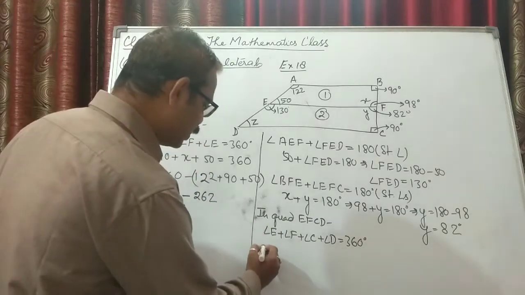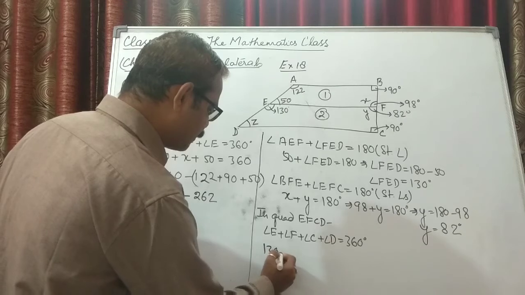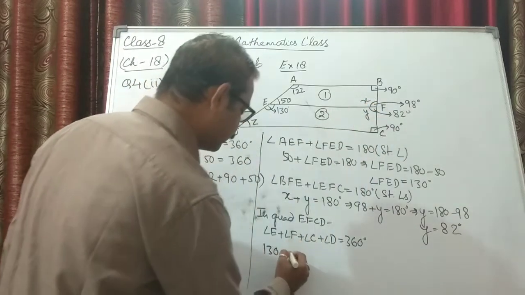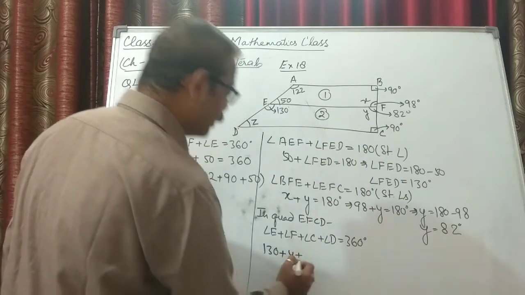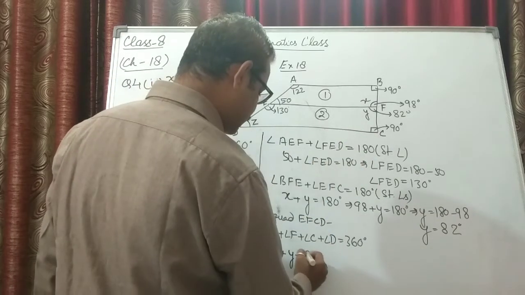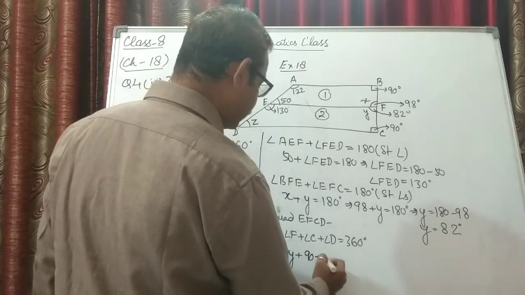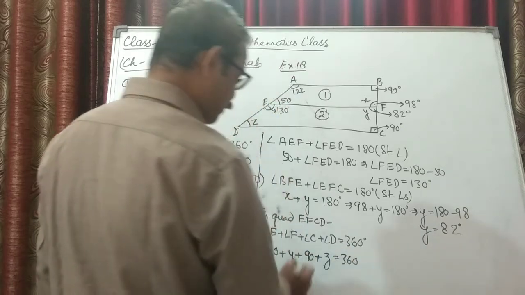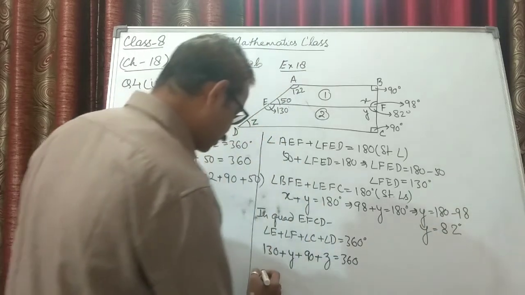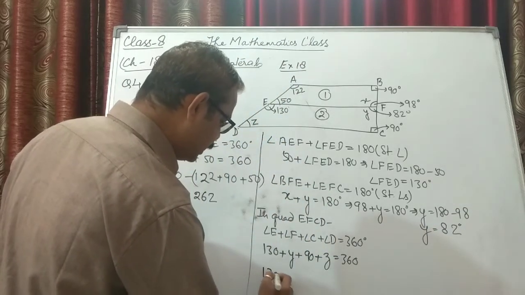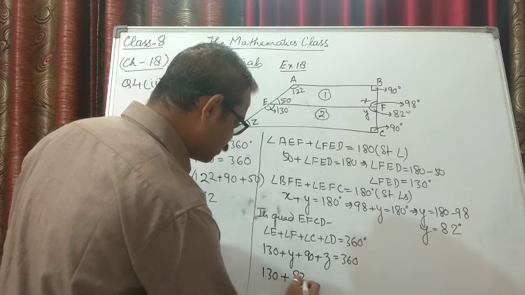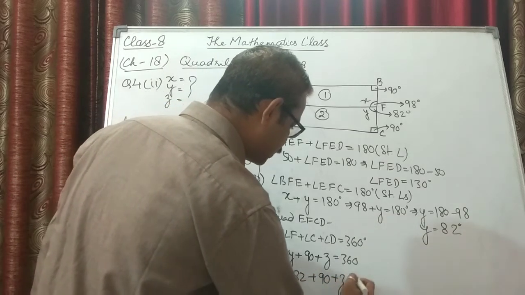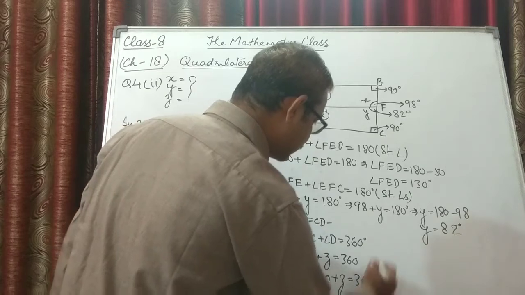Now angle E is what? 130 degree plus angle F was Y, and I'm writing Y first, then later on I'll take. Then angle C is 90, it is given, and angle D is Z, that is what we have to find out, is equal to 360. Y was 82, so we can write 130 plus 82 plus 90 plus Z is equal to 360 degree.